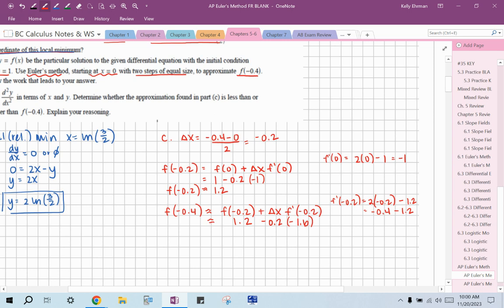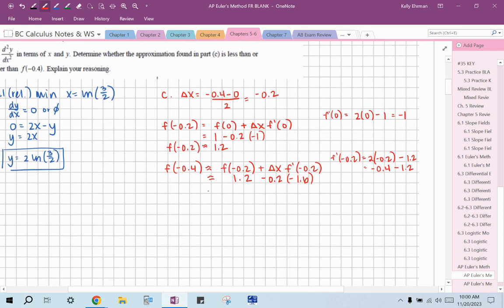If it's easier, change these to fractions. 0.2 is 2/10, which is 1/5. This isn't too bad though, but depending on your decimal without a calculator type thing, 16 times 2 is 32. Remember this rule, how many decimals do you have? That's how many decimal places you should go. So this is 1.2 plus 0.32. Or again, just use fractions to begin with, that's fine. So f of negative 0.4 is about equal to 1.52.